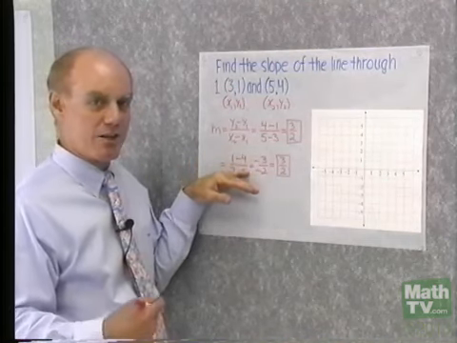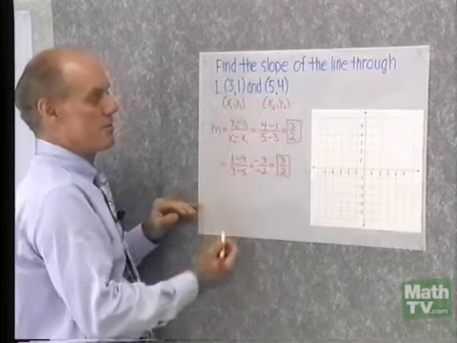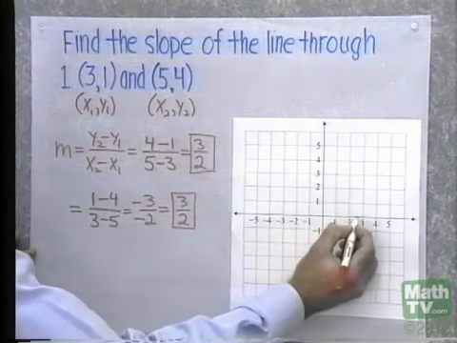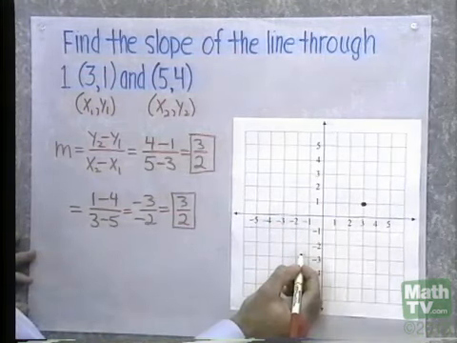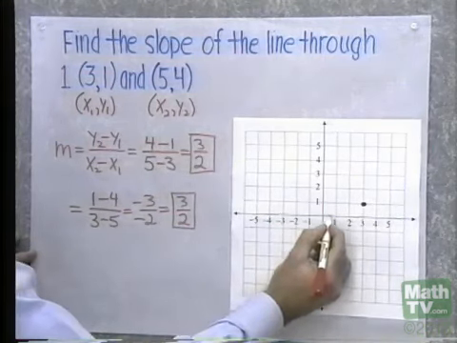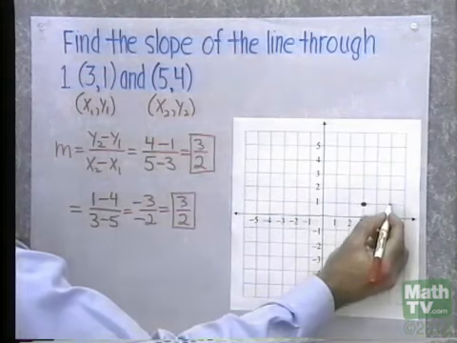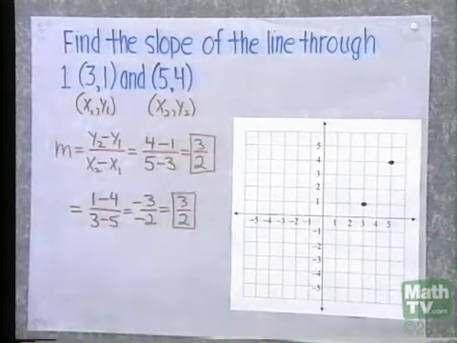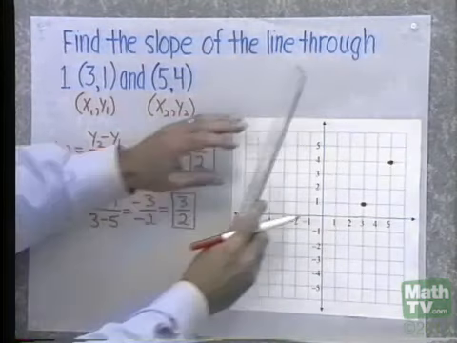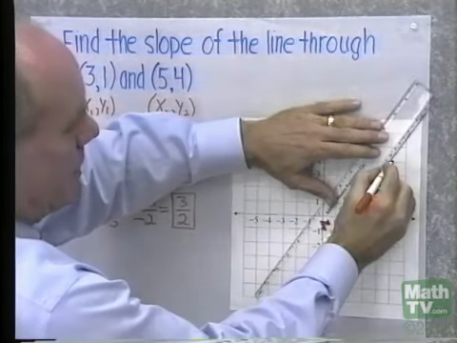Now let's look at the line that goes through these 2 points. So first I'll graph the point x equal 3, y equal 1. That's this point right here. Then I'll graph the point x equal 5, y equal 4. So x is equal to 5, y is equal to 1, 2, 3, 4. That's this point. Now I want to draw a line between these 2 points. So that will look like this.